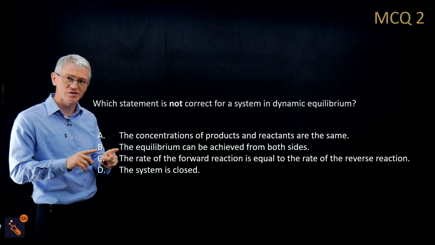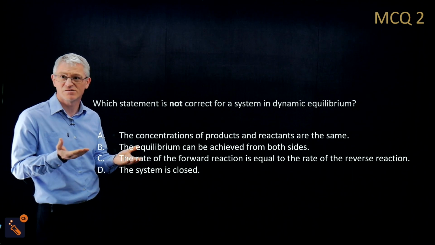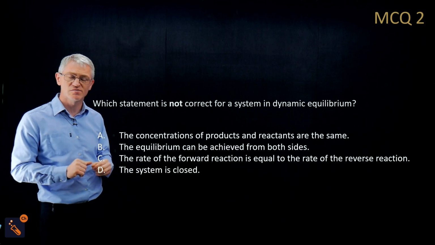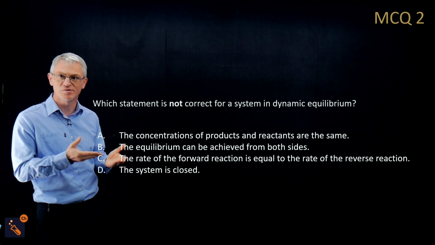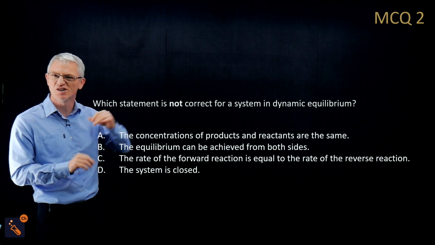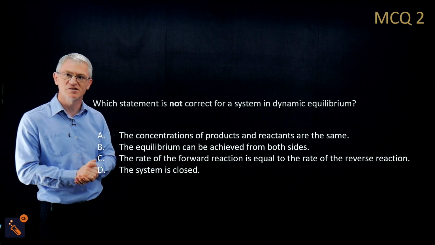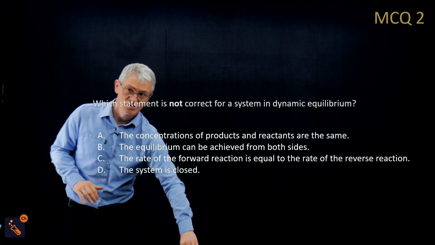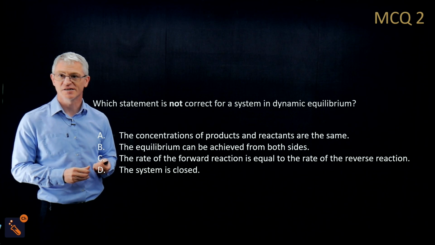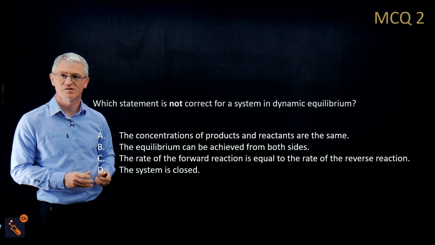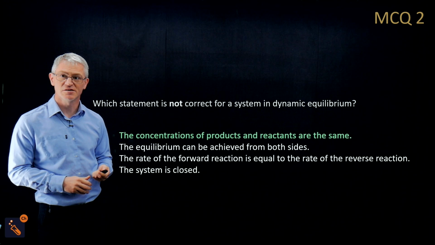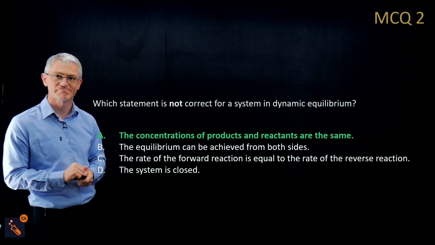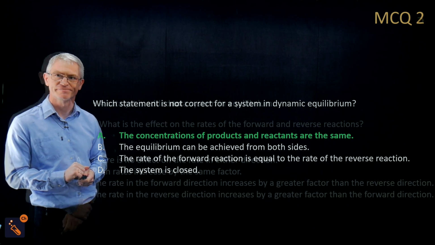The equilibrium can be achieved from both sides. Well, that is correct. You can just start from where you want and it will get to equilibrium. The rate of the forward is equal to the rate of the reverse. Well, that is the definition of equilibrium, so C is correct. System is closed, got a lid on. So therefore, that's absolutely perfectly correct. So the answer for this one is going to be, there you go, A, with the green one, okay? Let's move on to the next question.